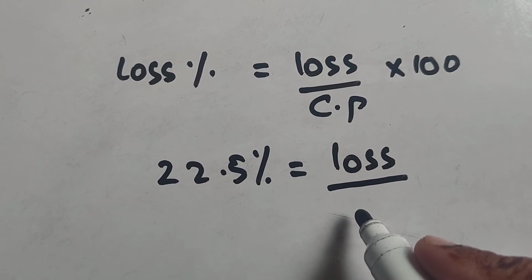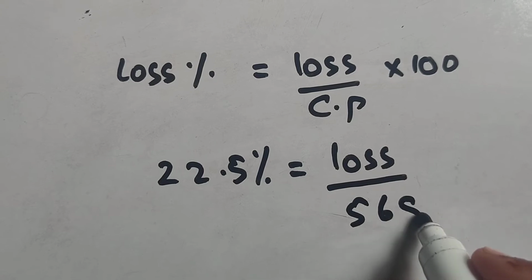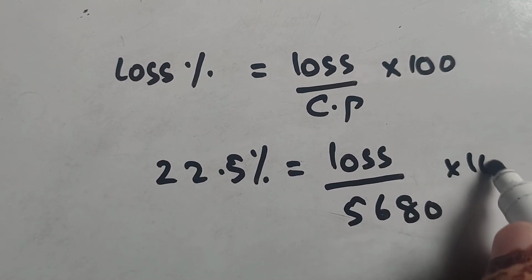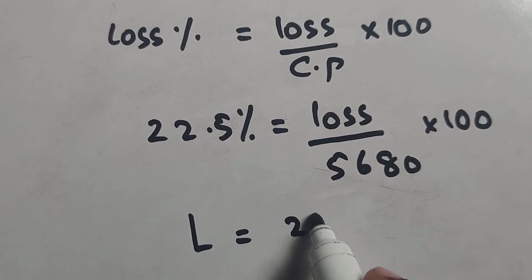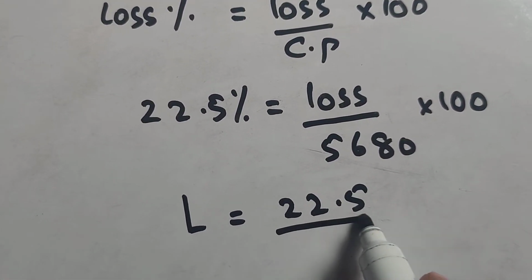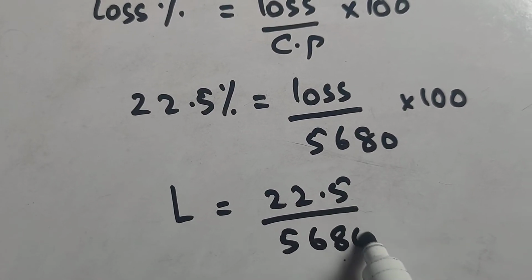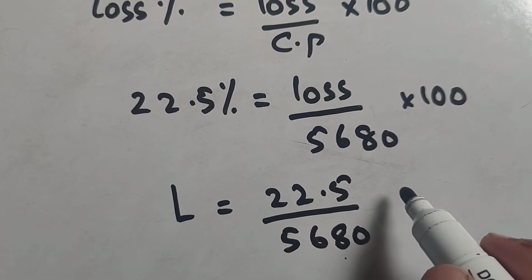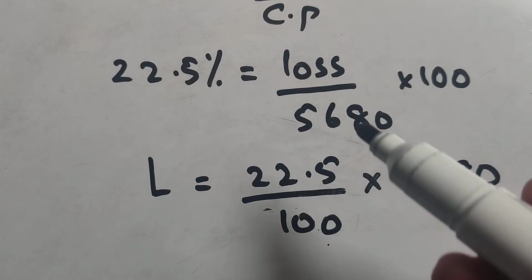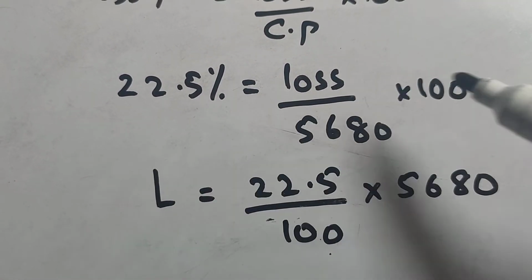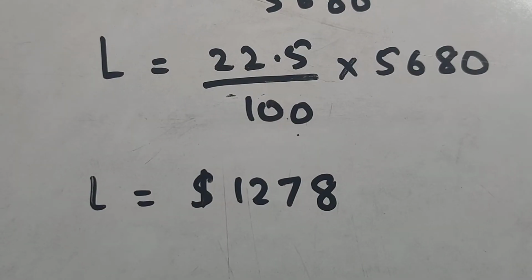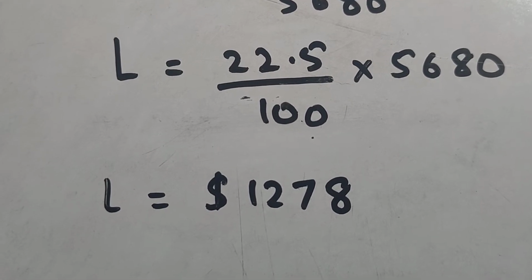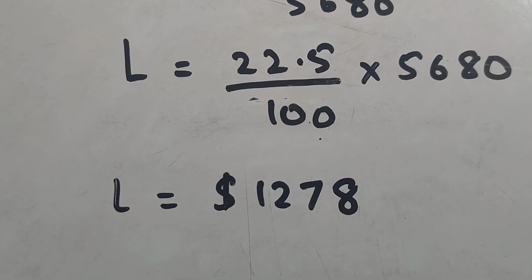We don't know what is loss, so you have to calculate it. And the cost price is 5680. Simply we have to multiply it with 100 in order to find out the loss. So loss is basically 22.5 upon 5680. Sorry, this will be multiplied to 22.5 and 100 will be divided with the product, right? So the loss is $1278, that is 1,278. This is the loss made by the manufacturer.